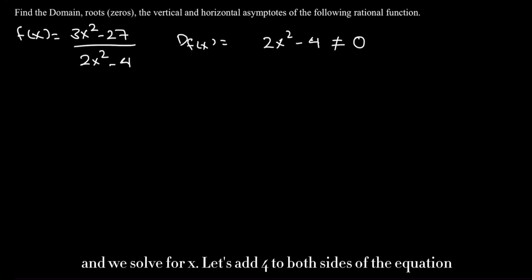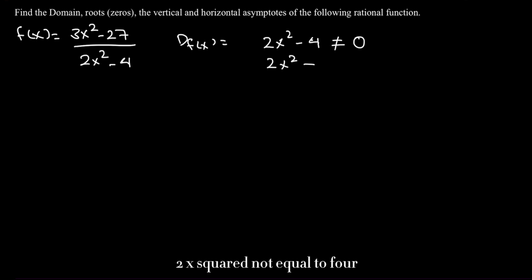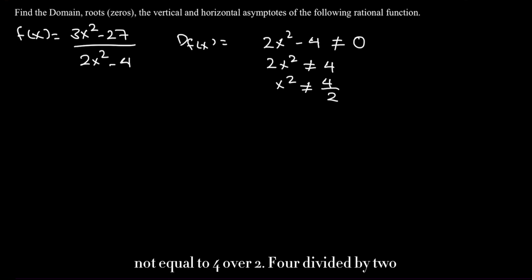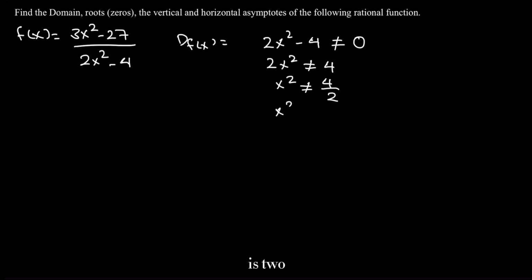And we solve for x. Let's add 4 to both sides of the equation. 2x squared not equal to 4. Let's divide both sides of the equation by 2. X squared not equal to 4 over 2. 4 divided by 2 is 2.